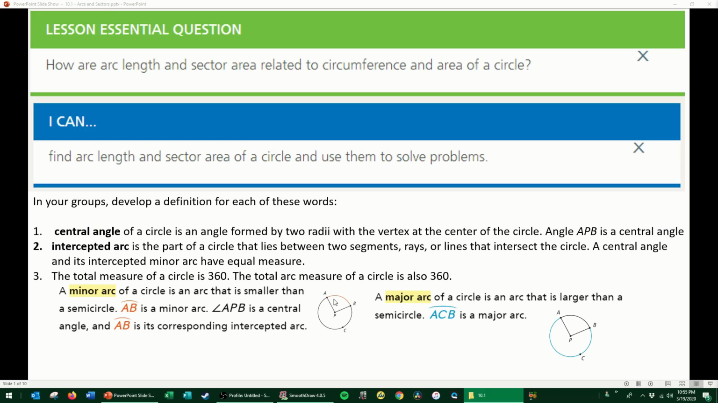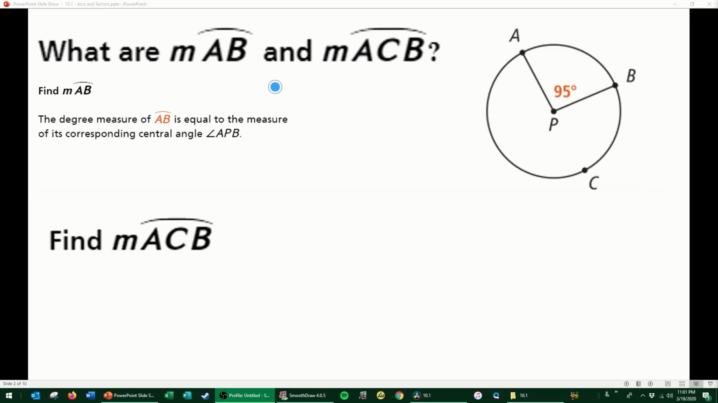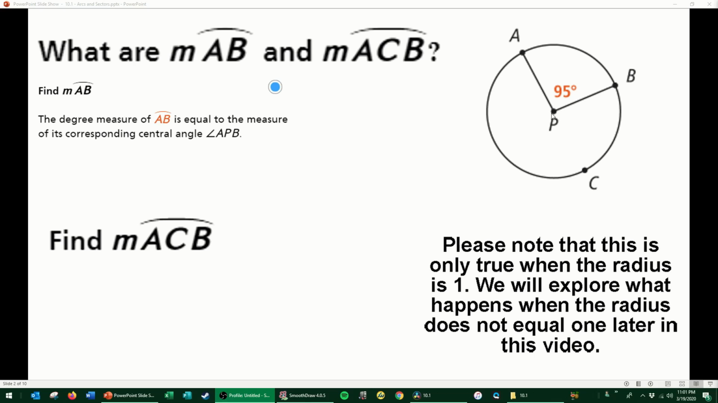Here it says AB, and it's color coded for you, is your minor arc, and APB is a central angle, and AB is its corresponding intercepted arc. So here's your central angle, here's your intercepted minor arc. The major arc is the part that is larger than the semicircle. ACB in blue here is your major arc. Alright, so let's look at this central angle here. This is APB. This is the angle created by the two radii. That's why it is our central angle, because the radii originate at the center and they touch a point on the circumference. So APB is 95 degrees.